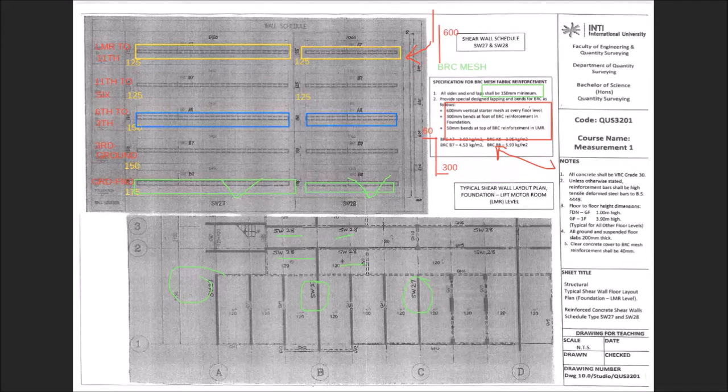Now, let's look at the information in the notes. All concrete shall be concrete grade 30. So this is the information that you have to take note of. When you write down the taking off list or taking off quantities, the heading is written as VRC grade 30. VRC stands for vibrated reinforced concrete. Number 2, unless otherwise stated, reinforcement bar shall be high tensile uniform bars to be as per this British standard, which you have to write down in the description for the heading.